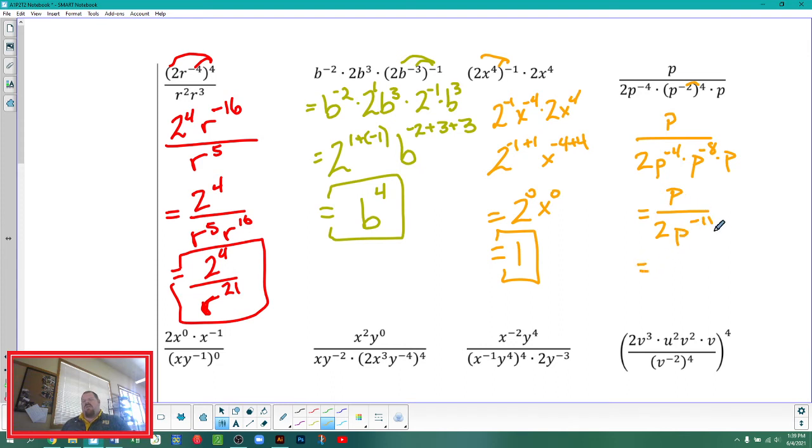Okay, so now I'm going to take this and I'm going to move it up and give it a positive exponent. I probably wouldn't do this step also. I would probably just combine them and call it good. But now I have p to the 1 plus 11, p to the 12th over 2.